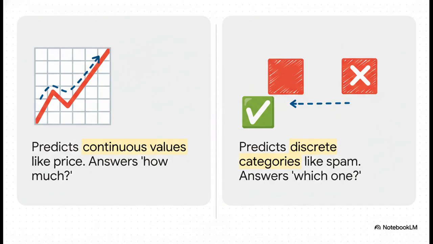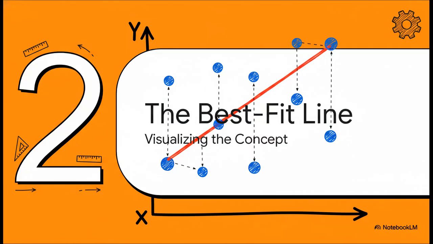On the other side, you have classification, which asks, which one? Here, you're trying to pick a label or a category, like, is this email spam or not spam? For today, we're going to stick firmly in the world of regression. So, okay, how does the machine actually answer that how much question?